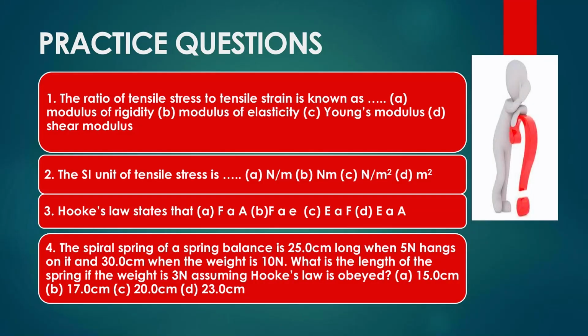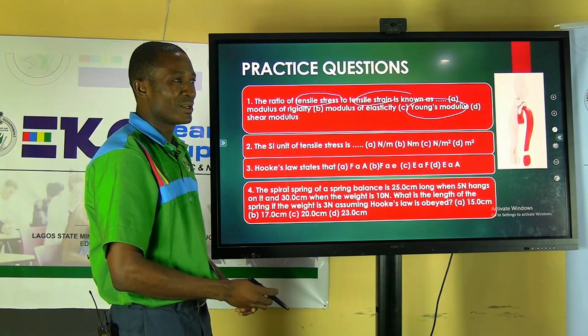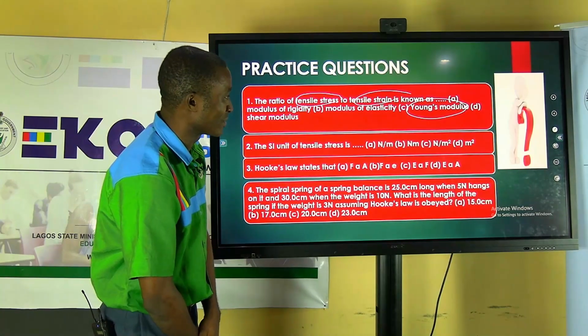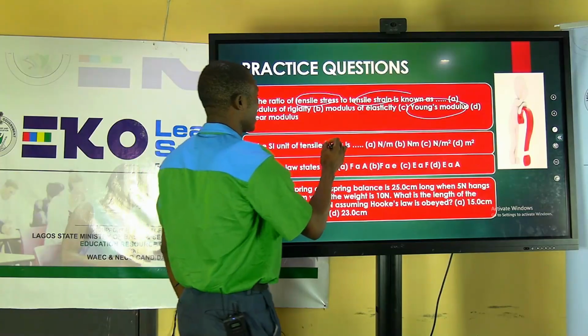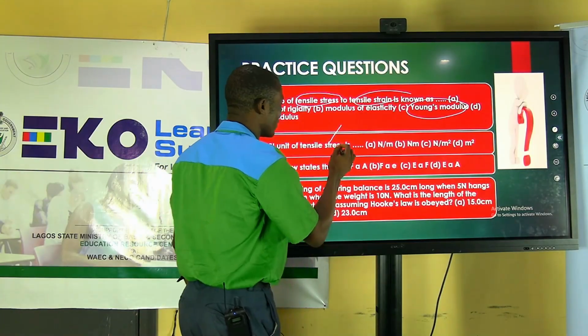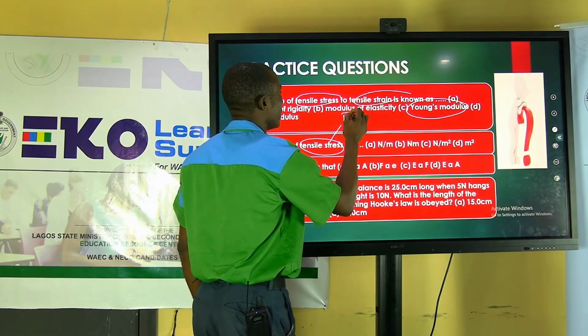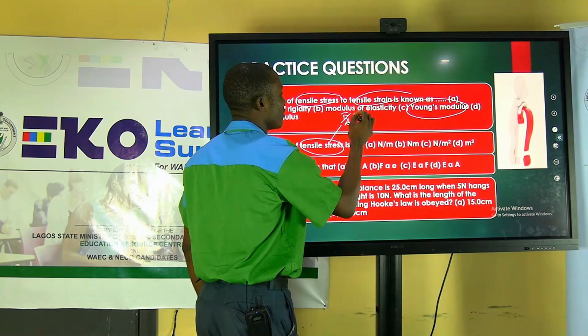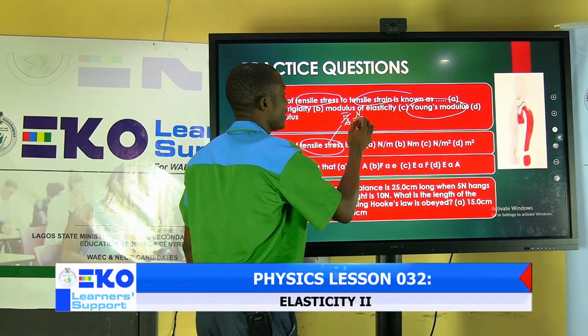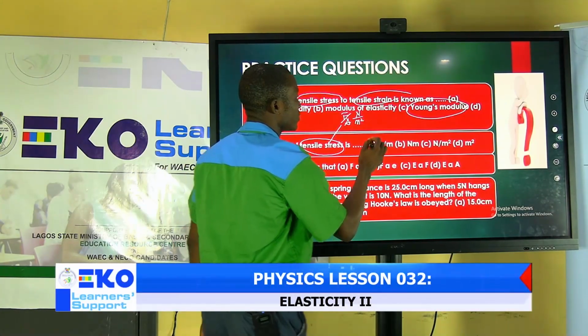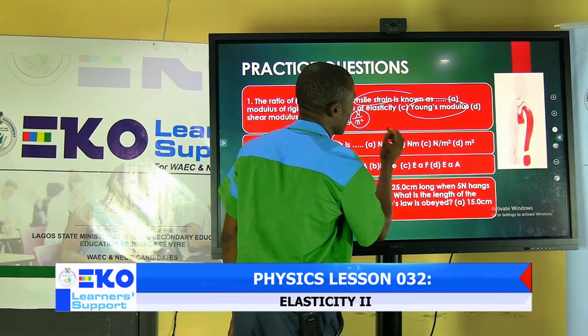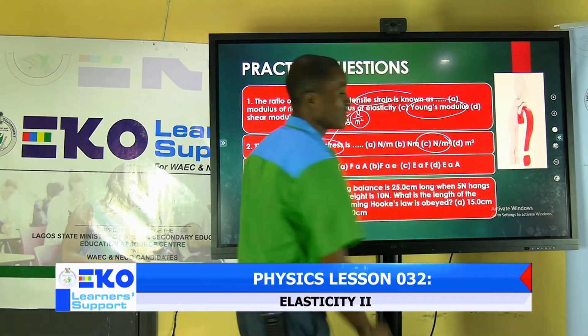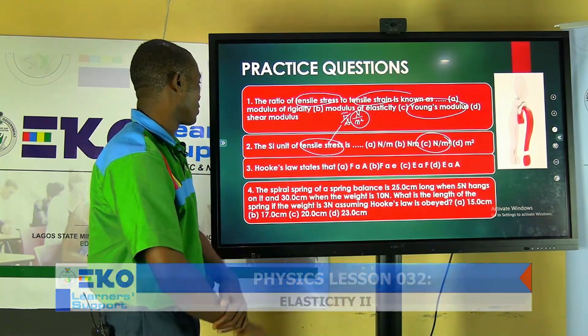The SI unit of tensile stress is what? Let's check together. What's the meaning of tensile stress? What's the definition? That's force over area. What's the unit of force? Newton. What's the unit of area? Meter square. So Newton per meter square, and that is option C. So the correct option is option C.